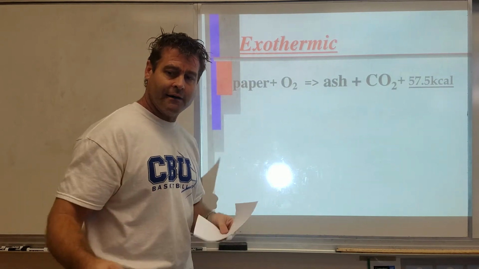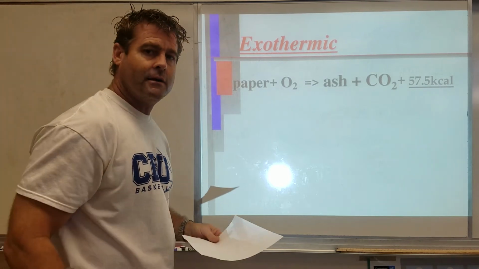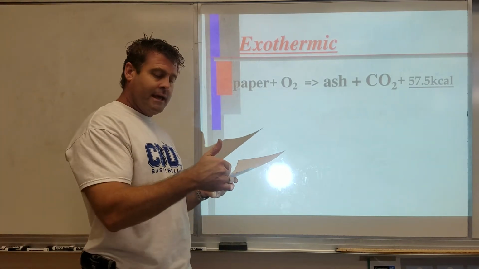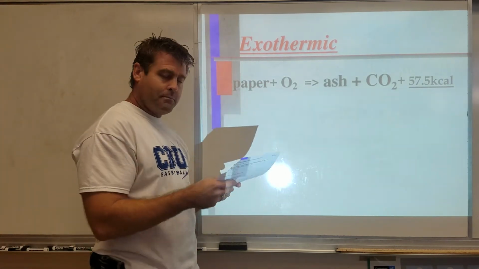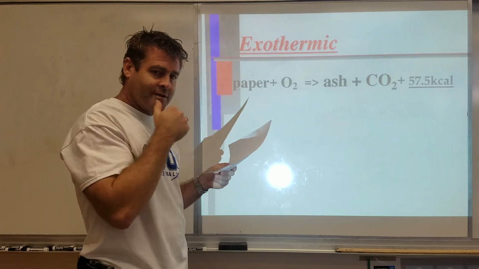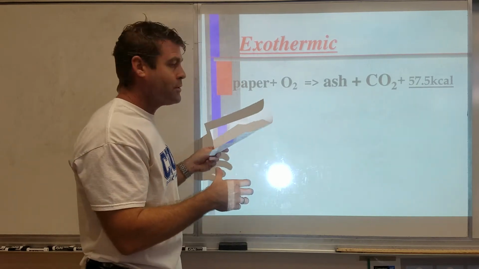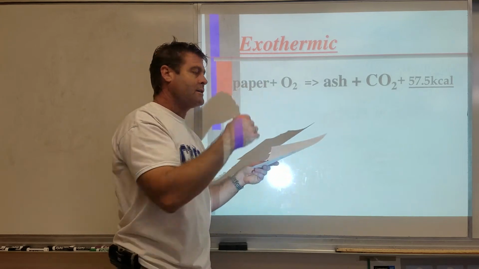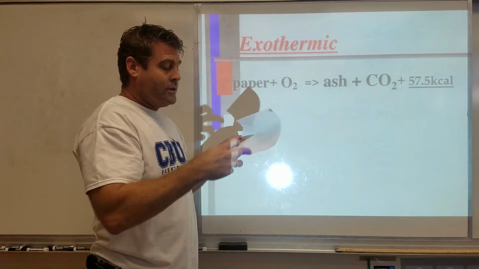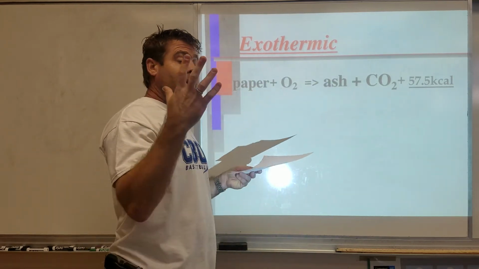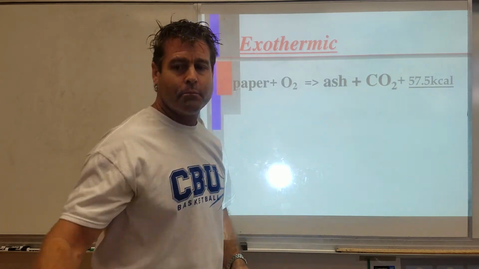Heat's being given off. Well, where did that heat come from? It was stored originally in the paper and the oxygen, right? The atoms have a certain arrangement. In paper, those are carbon, hydrogen, oxygen atoms, and then oxygen's pretty easy. And then when those rearrange, heat is given off. You notice it's on the product side.